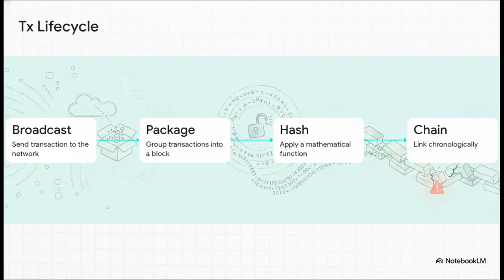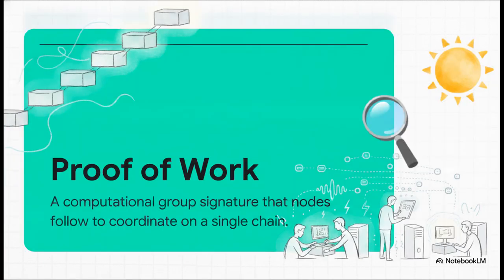Well, the network applies a mathematical function to hash the block, which essentially turns all that data into a unique string of characters. This new block is then chained chronologically to the previous block. If anyone, anywhere, tries to alter a past transaction, it immediately changes the hash of that block, which instantly breaks the entire chain that follows, alerting the whole network to the fraud. No way around it.